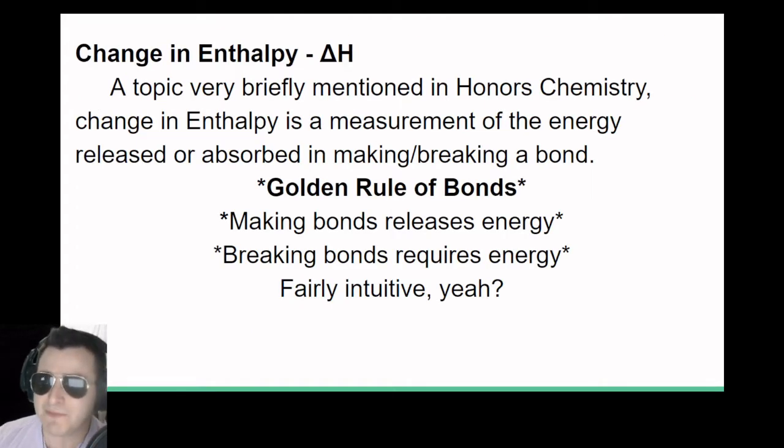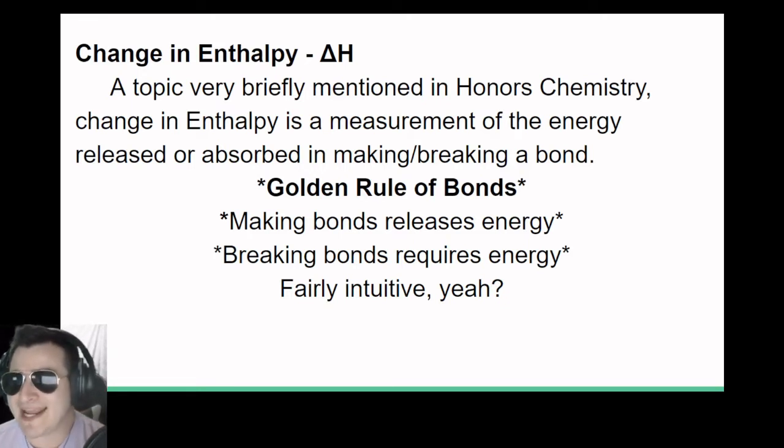Change in enthalpy. This might be familiar to you. I know that I mention it in my honors chemistry course whenever I'm going over it. However, I'm not really going into all the details about it. Really, I'm just talking about the sign and how this is associated with an exothermic versus endothermic process. But change in enthalpy, also known as delta H, is all having to do with the energy that's associated with the bonds that we are breaking and making.